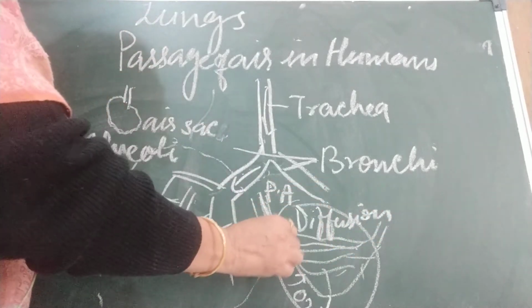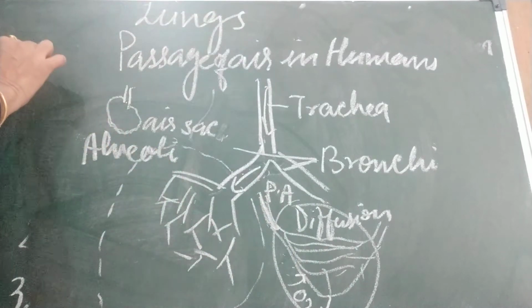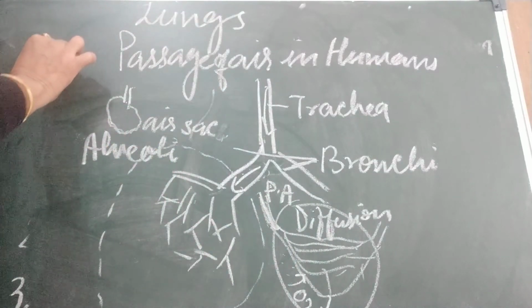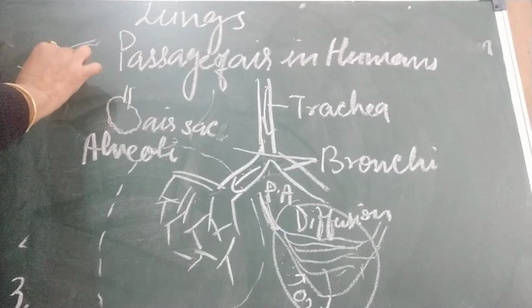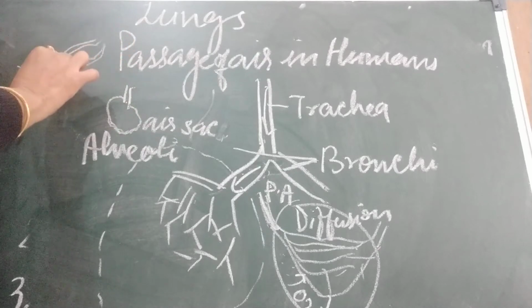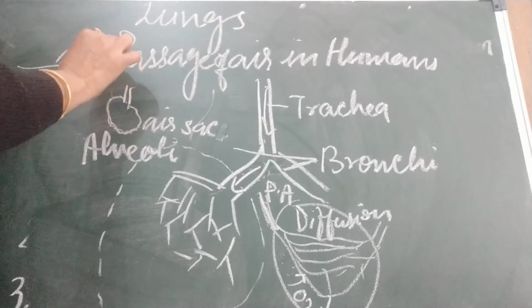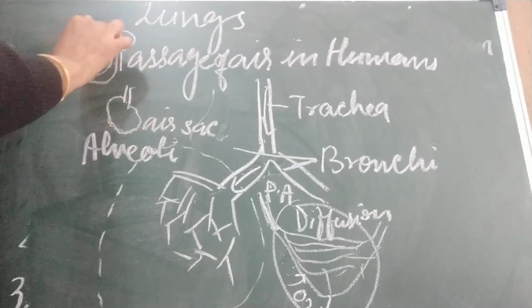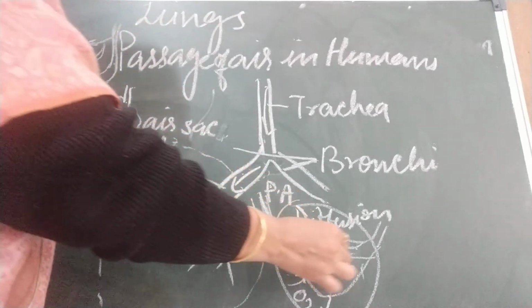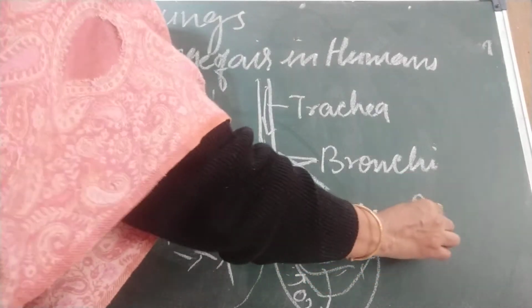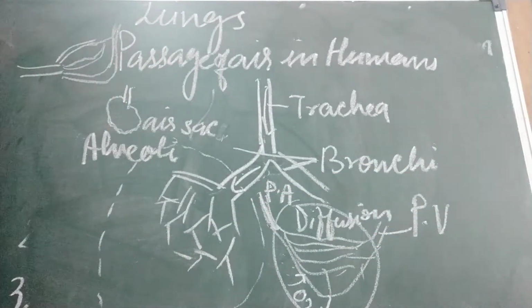I am drawing here this pulmonary artery, and these are the capillaries. In these capillaries the exchange of gases takes place, and all these capillaries are joined with the pulmonary vein. The pulmonary vein now carries oxygenated blood to the heart. So exchange of gases takes place in the alveoli.